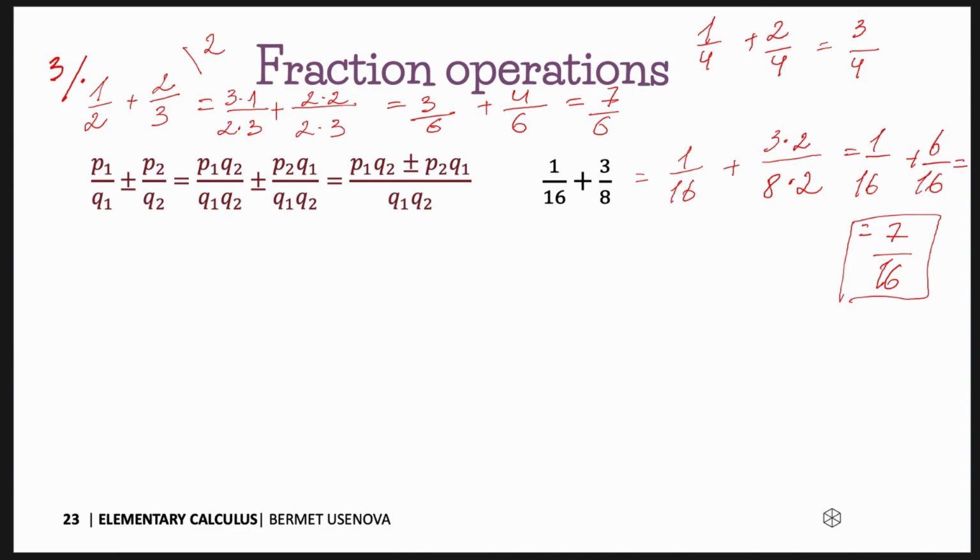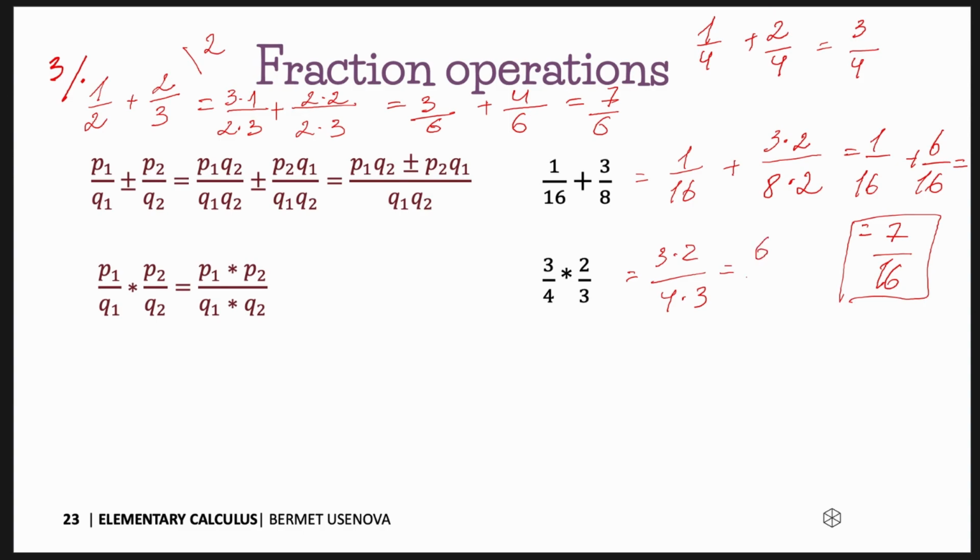And the same goes for subtraction. The multiplication is much easier than addition and subtraction. Here, we just multiply denominator with denominator and numerator with numerator. For example, in this case, we just multiply 3 by 2 and 4 by 3, and we get 6/12. Or we can go and further simplify by dividing both parts by 6.